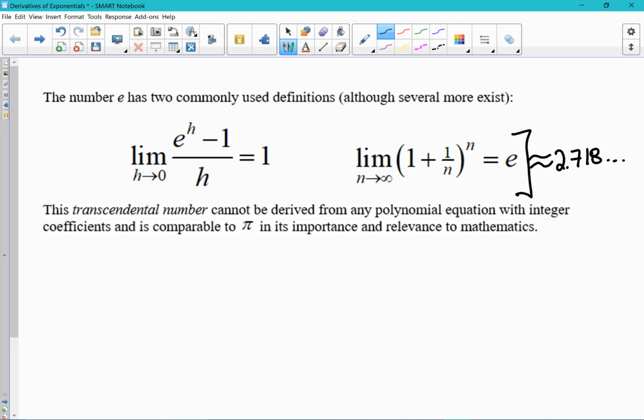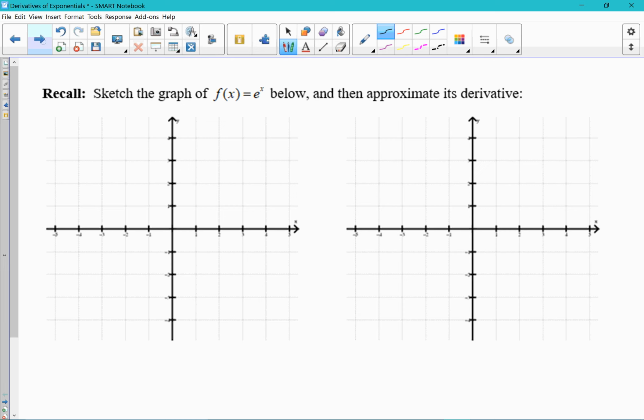Well, also, in terms of limits in calculus, it is the number such that if you do that number to the h minus 1 all over h, the limit of that goes to 1. Okay? So just looking at the graph, for instance, let's graph e to the x. Remember, it's about 2.718.